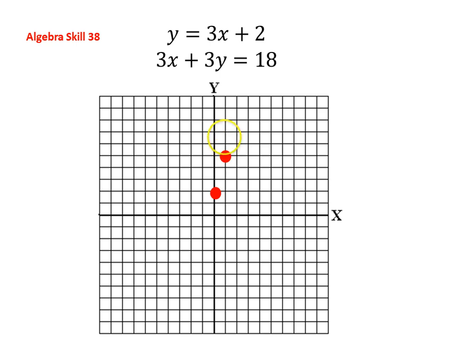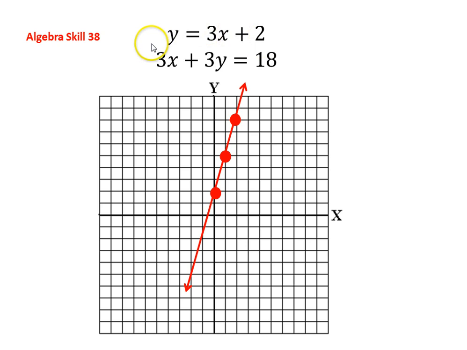We can do it again. Up 1, 2, 3. Let's try that again. 1, 2, 3, and over 1. There's another point on the line. The line that goes through all three of these points looks like this. So this is the line for the equation y equals 3x plus 2.